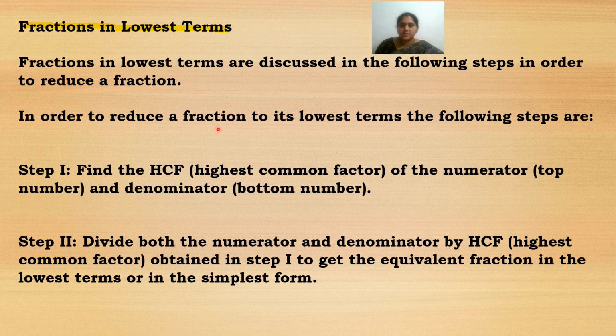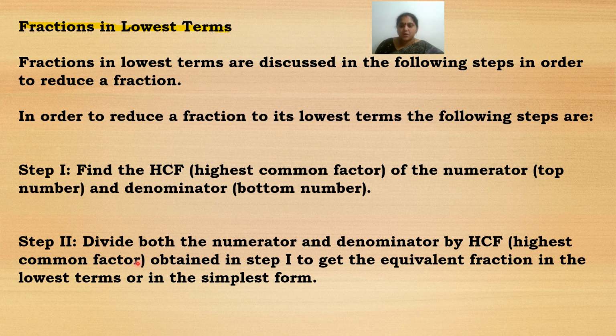In order to reduce a fraction to its lowest term, the following steps are: Step 1. Find HCF. HCF means what? Highest common factor of the numerator, top number, and the denominator, bottom number. For both the numbers, we have to find the highest common factor. Next, divide both the numerator and denominator by HCF.